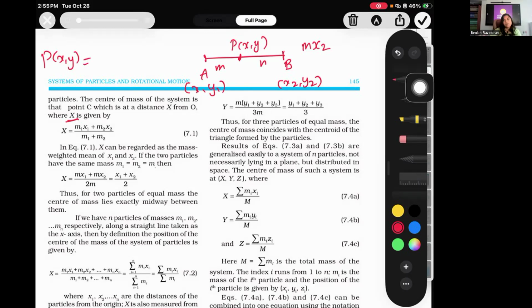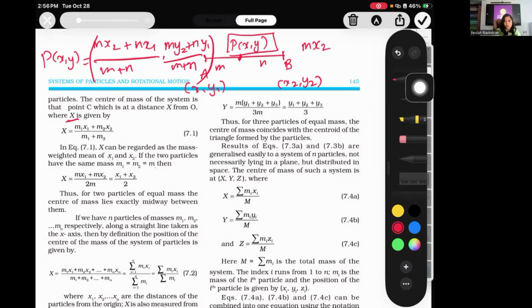Okay, it is sectioning the line segment. So we can say this point P of x, y, according to coordinate geometry, is the point which is sectioning the line AB in the ratio m is to n. So what is that? (m x2 plus n x1) by (m plus n). This is the x coordinate. And then the y coordinate is (m y2 plus n y1) by (m plus n). So as a whole, it is x comma y.